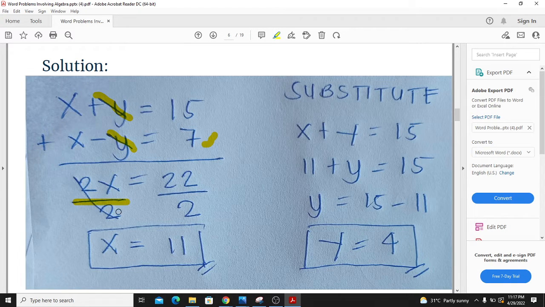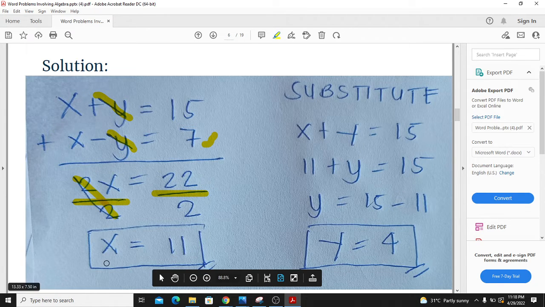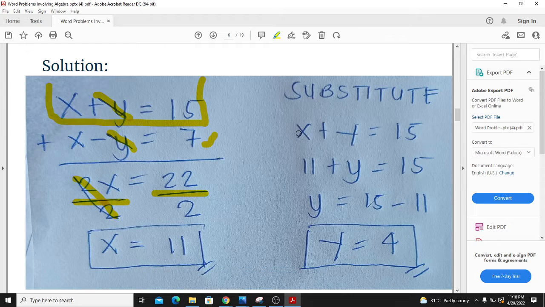Now divide both sides by 2. So we have here x is equal to 11. So since we now have an idea of the first number, we can have substitution. Any of the equations, by the way, but I will just use the first one. So we have x plus y is equal to 15.